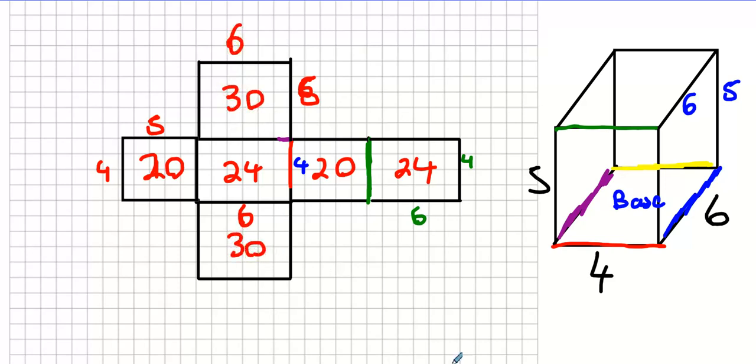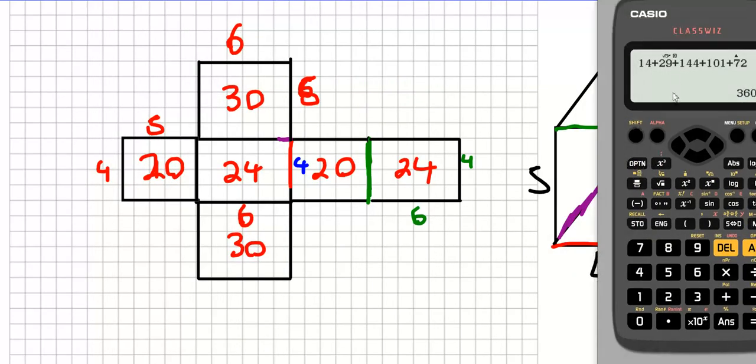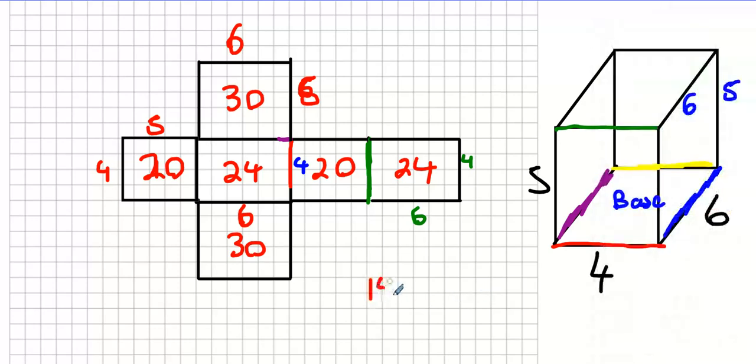And then to get the entire surface area, add them up. And you can see that this is quite an easy enough question for you guys. So what's it? 2 twenties are 40, 2 twenty-fours are 48, and 2 thirties are 60. And we get an answer of 148. Now, if this is measured in centimeters, what is it?